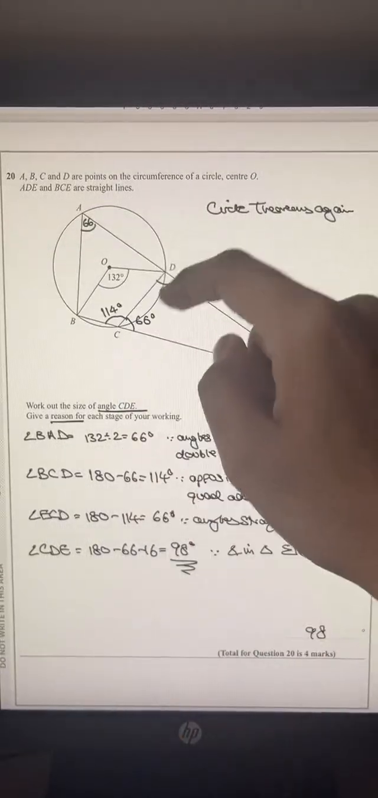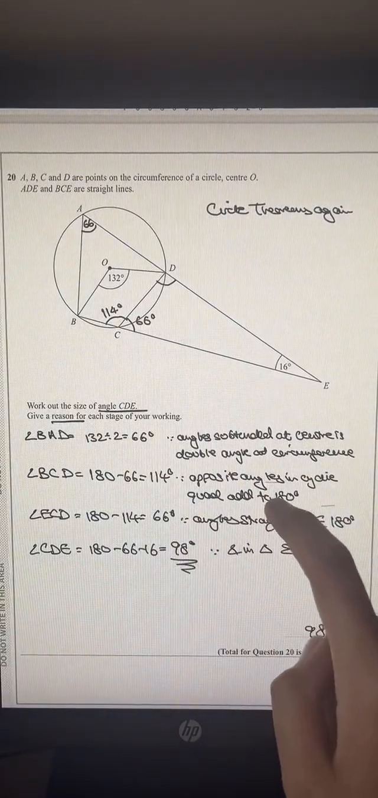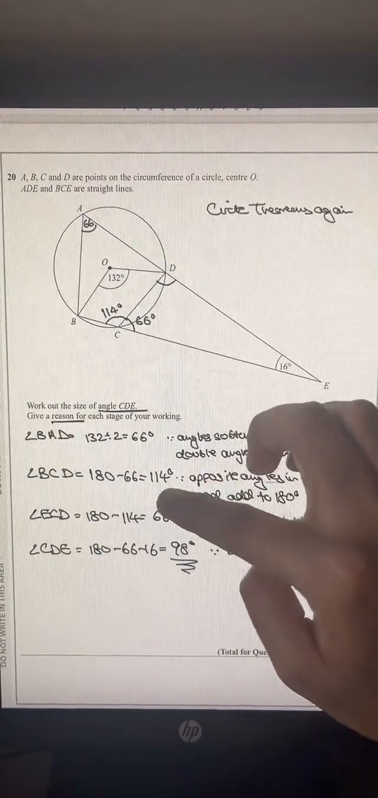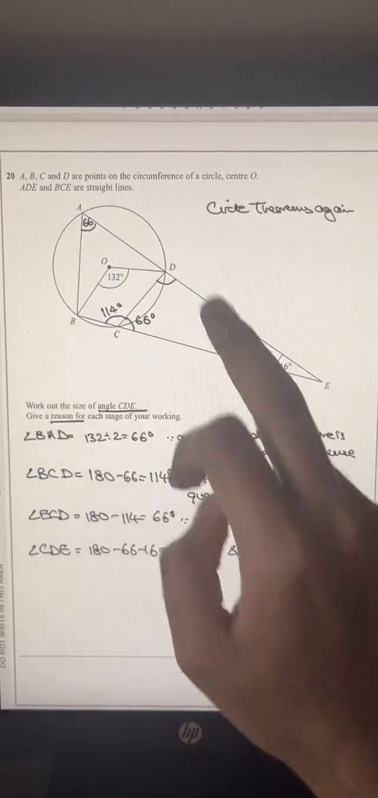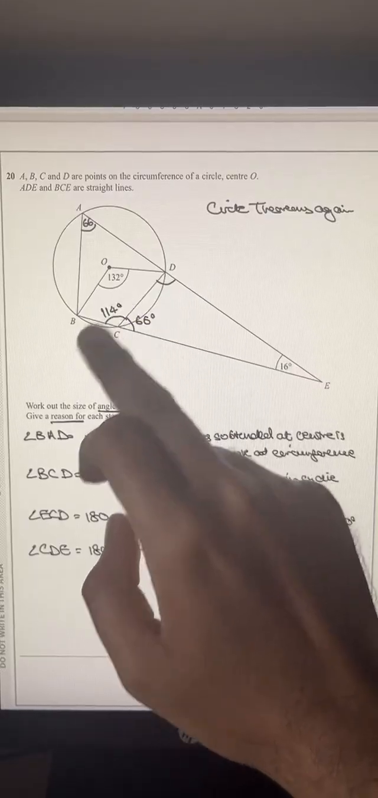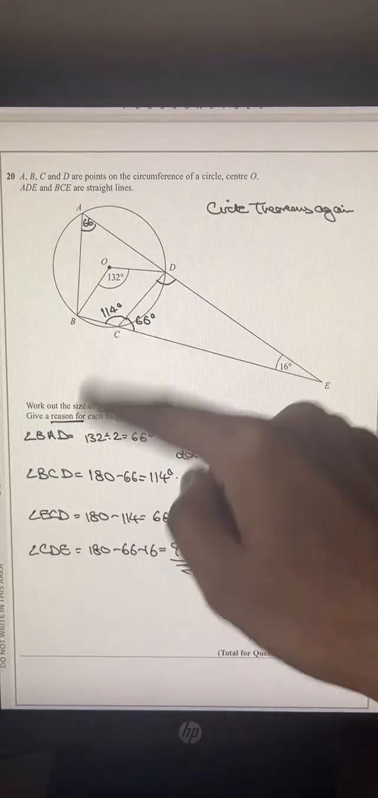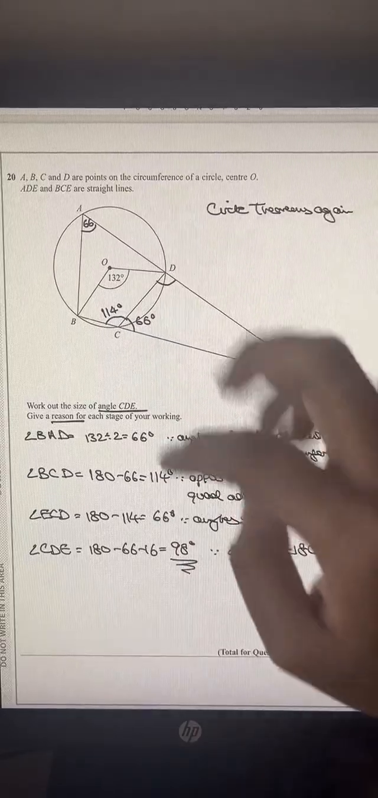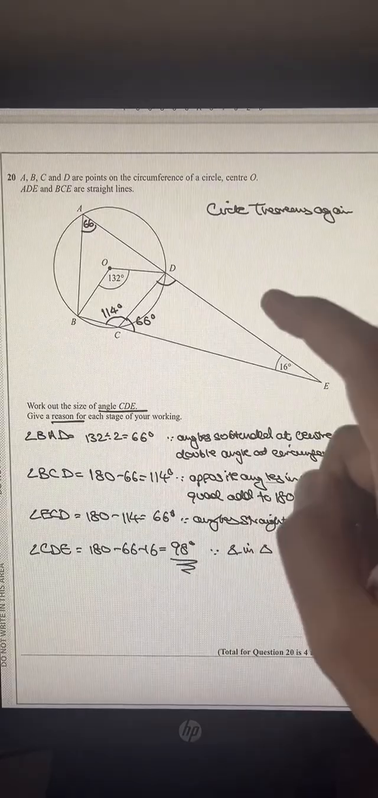Then I can see, oh cool, I've got a cyclic quadrilateral. Well, I know that opposite angles in a cyclic quadrilateral add up to 180 degrees. So 180 minus 66 will give me this one over here, which is 114 degrees. Now I've got angles on a straight line. I want to find out what this is, and if I find this, then I can just do angles in a triangle. So angles on a straight line add up to 180, so that's 180 minus 114 to get ECD of 66, because angles on a straight line add up to 180.